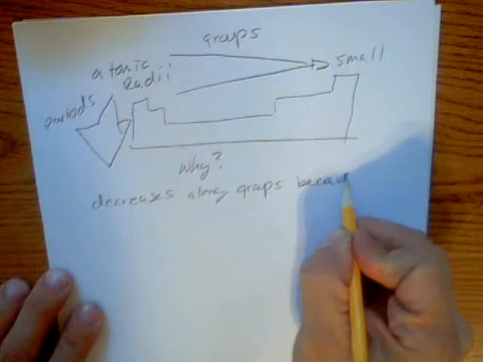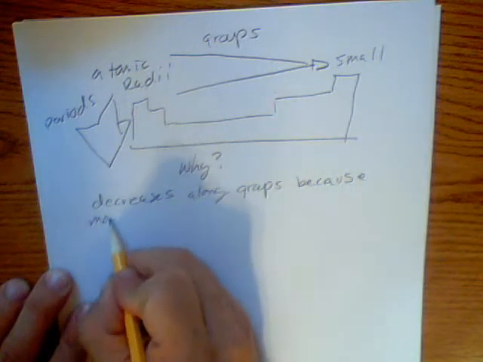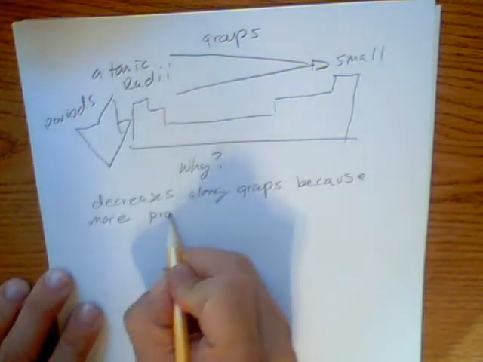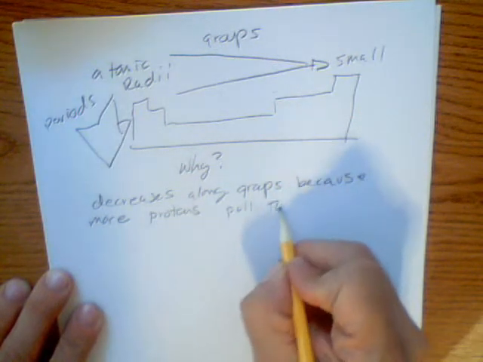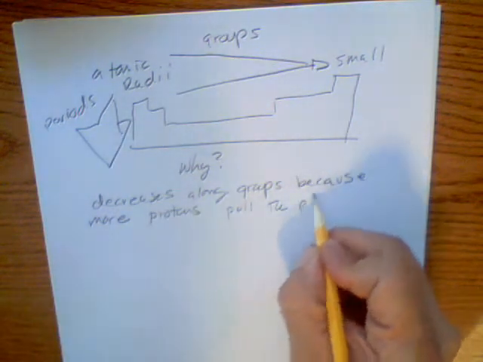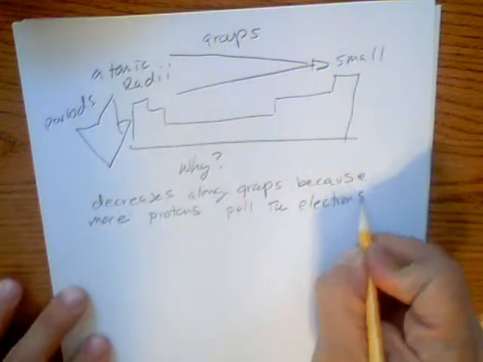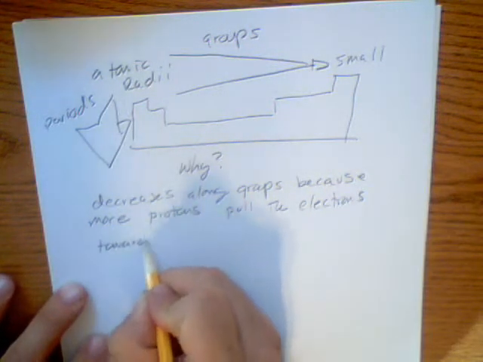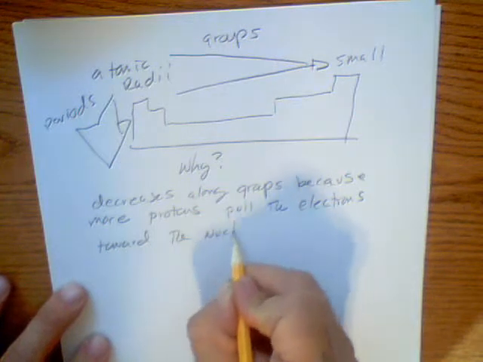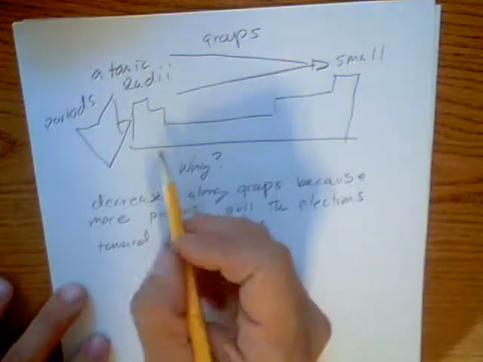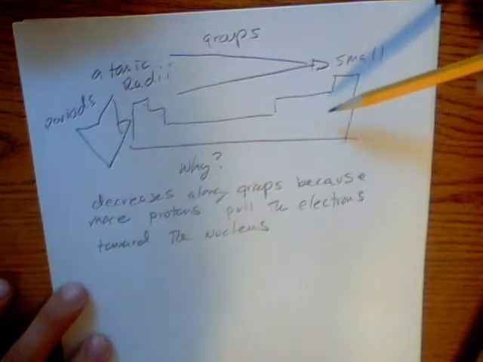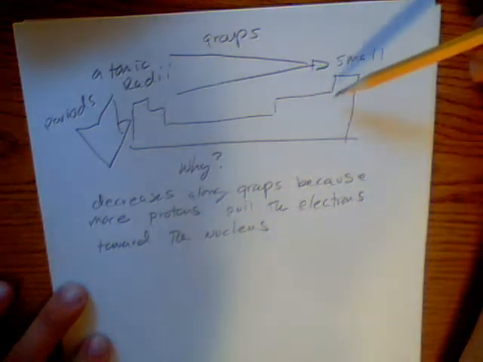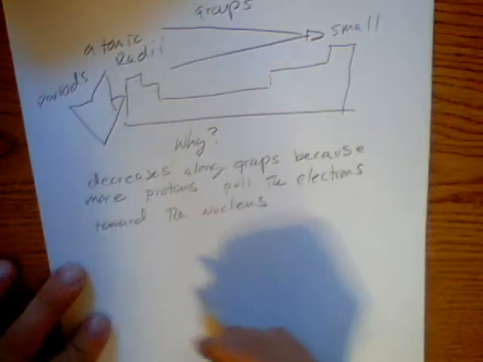because more protons pull the electrons toward the nucleus. As we move in this direction, remember this has 1, 2, 3, 4, 5, 6, more and more protons as we move that way, more and more positive charge. The more positive charge wants to pull the electrons in.